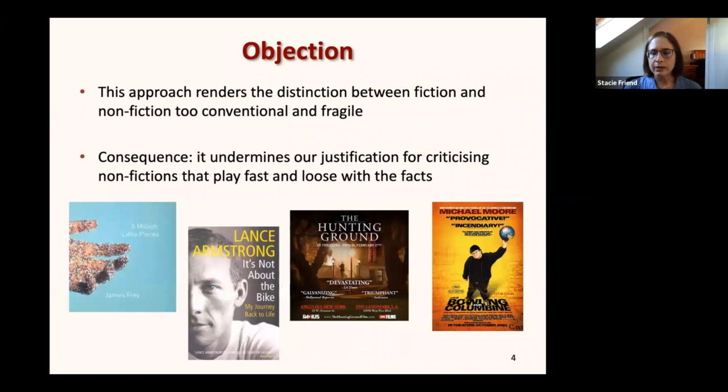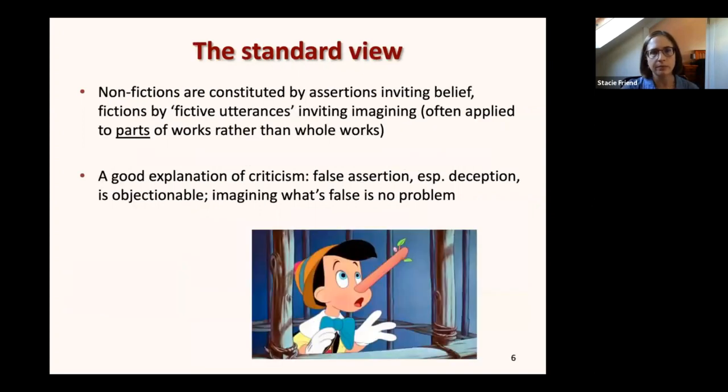There's an objection to this view that gets raised quite often, which is that it renders the distinction between fiction and nonfiction too conventional and fragile. As a consequence, it undermines our justification for criticizing works of nonfiction that play fast and loose with the facts. Pretty much any documentary by Michael Moore has been subject to this objection. James Frey's A Million Little Pieces was subject to this objection. He made up various features of his memoir of being a drug addict. Lance Armstrong and James Frey were both sued for putting forward fiction as nonfiction. Those are actually legal claims. So this happens quite a bit, and you might think that we're justified in criticizing these works of nonfiction because nonfiction is supposed to be accurate and we're supposed to believe it.